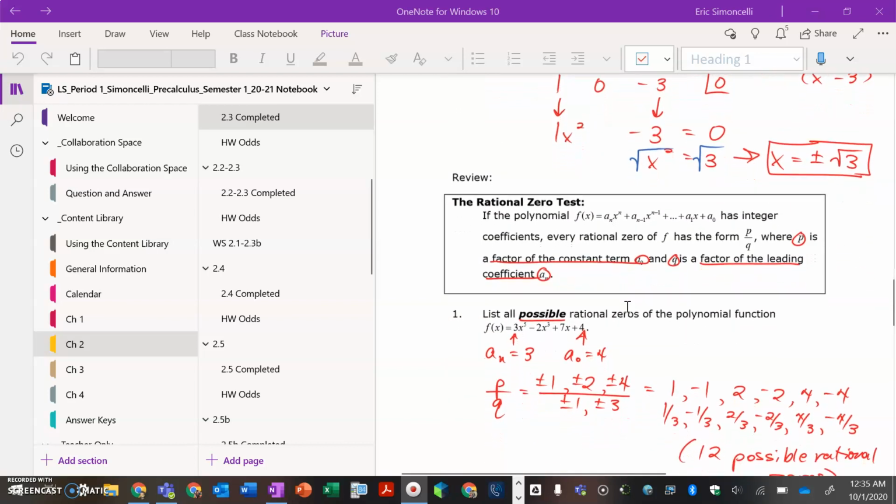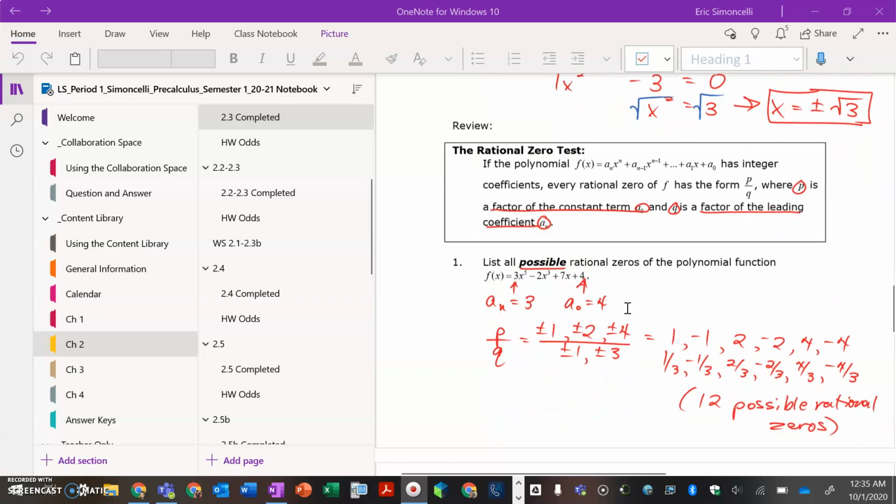So here we go. This is the rational zero test. Still review. I'm not going to belabor reading through this, but there are two key features if you look at a polynomial of this form. Every rational zero of f has the following form, just to denote: p over q. p is a factor of the constant term a sub 0, so take the factors of that and divide it by q, which are the factors of a sub n, the leading coefficient.